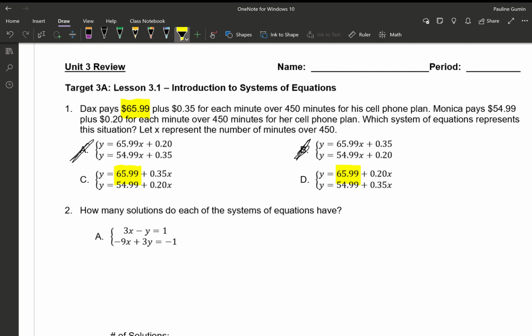Now Dax also pays plus 35 cents for each minute. So it should have 35 cents for each minute. And remember, each minute is X. So it should have 0.35X. So let's take a look. Does C or D have that? Letter C has that. Unfortunately, letter D has it with the wrong amount of money. So letter C is our correct answer.